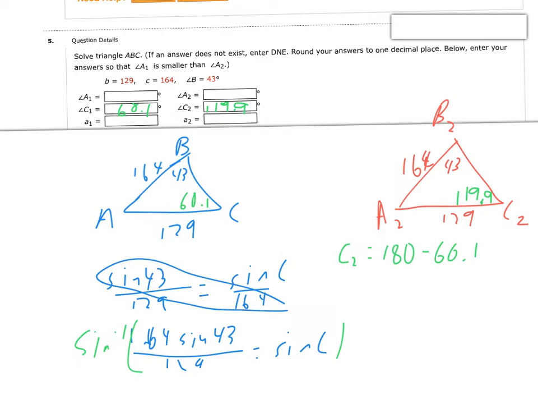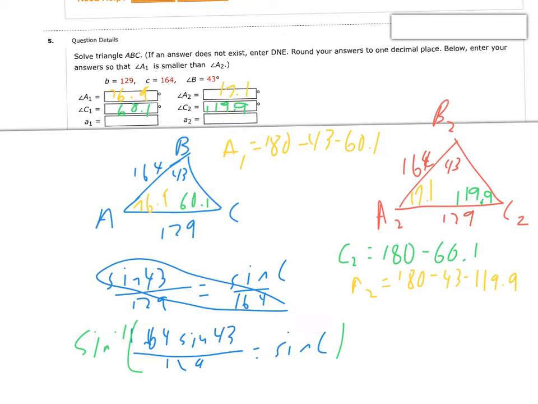And so then I can subtract from 180 on the triangle on each of these to find out what angle A is. So A sub 1 is going to equal 180 minus 43 minus 60.1. And that'll give me 76.9 here. And same idea here for A sub 2. It'll be 180 minus 43 minus 119.9. And that'll be 17.1.